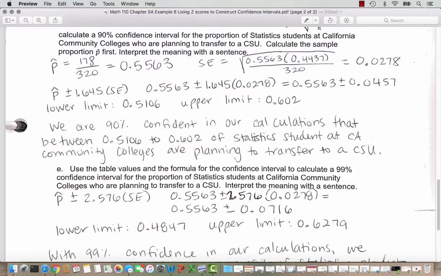So our lower limit, you could also call it the lower bound, is going to be 0.5106 when I subtract. And my upper limit when I do the addition is 0.602. So now I need to write a summary sentence pulling together all this information. So I said we are 90% confident in our calculations that between 0.5106 and 0.602 of statistics students at California community colleges are planning to transfer to a CSU.